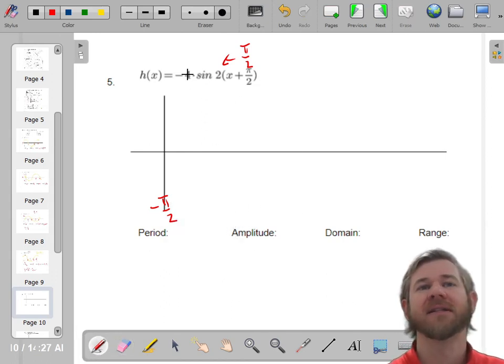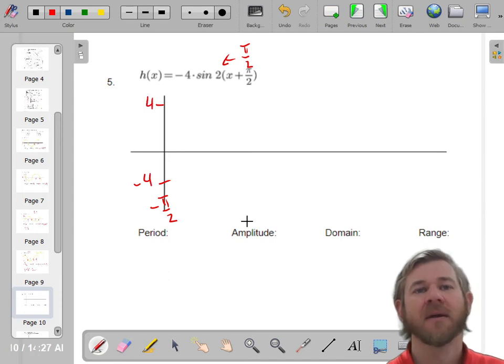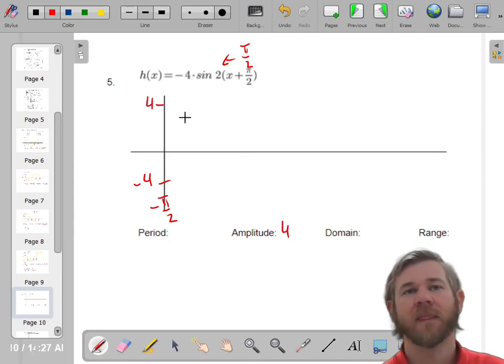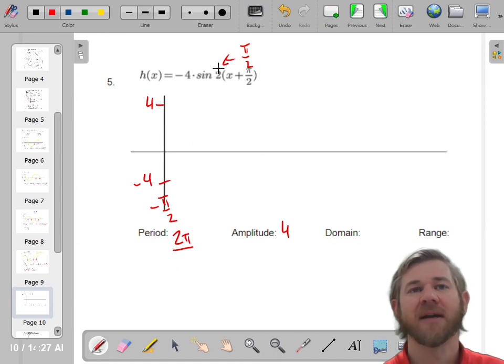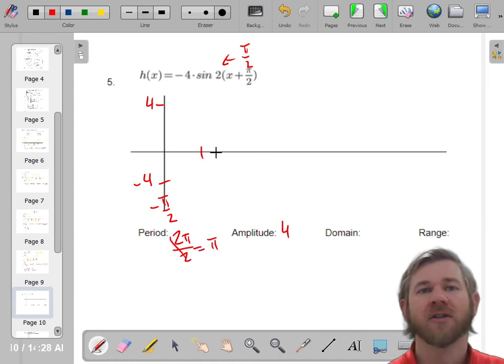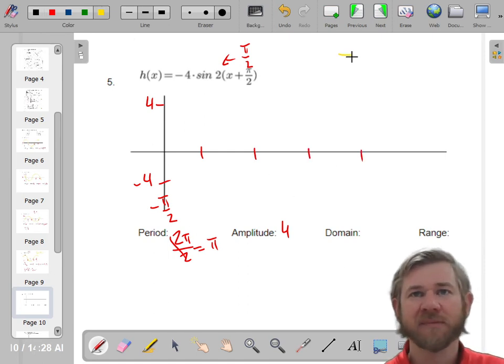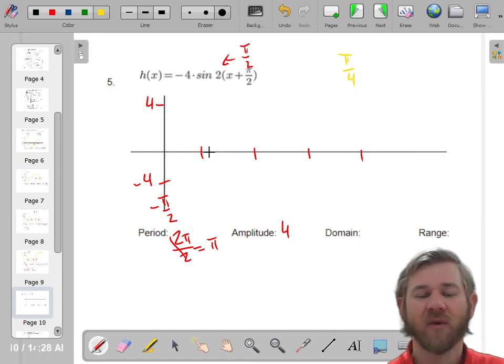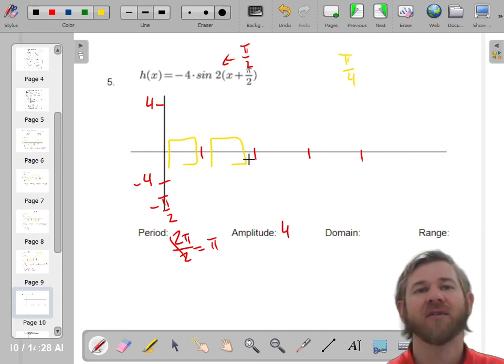The amplitude is still 4. So this will be negative 4 and this will be positive 4. But it is going to be an upside down function. The other thing is, since the period is 2 pi, we have a b of 2. The period in this problem is 1 pi. So let's talk about what we're going to count by. If the period is pi, 1/4 of that is pi over 4. So I'm counting by pi over 4s.